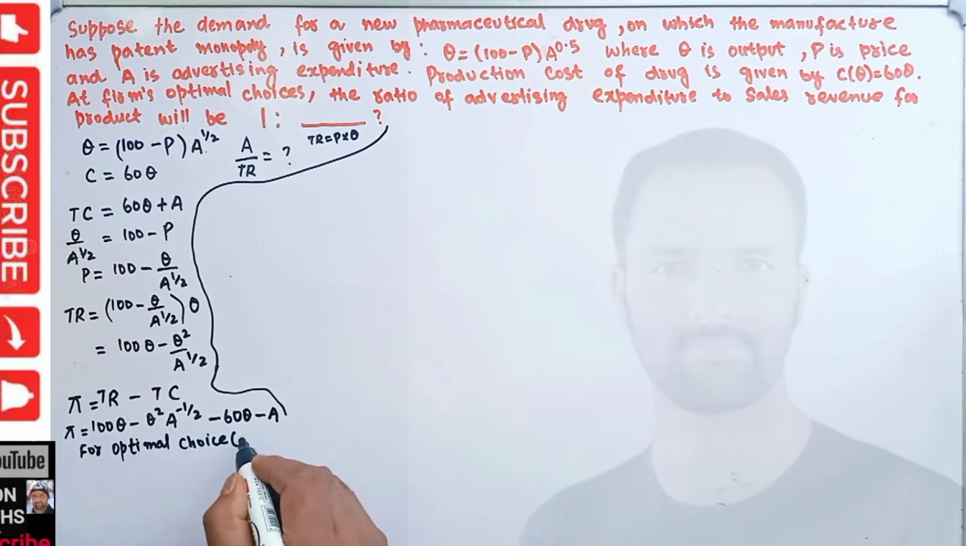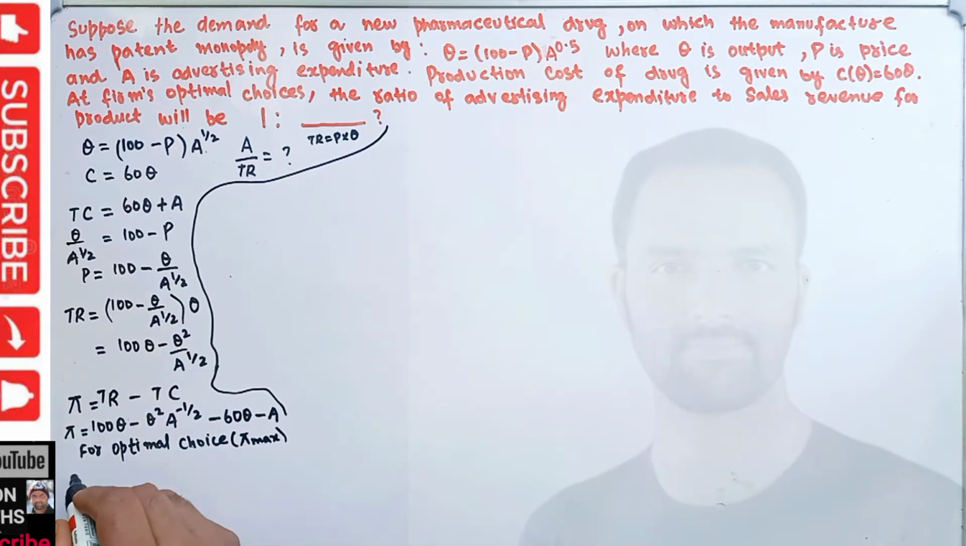Optimal choice will be the profit maximization. The conditions will be that the derivative of the profit function with respect to quantity should be equal to 0. Okay, this is the first condition. Here there will be two conditions. That means change in profit with change in output should be equal to 0. This is the first order condition.